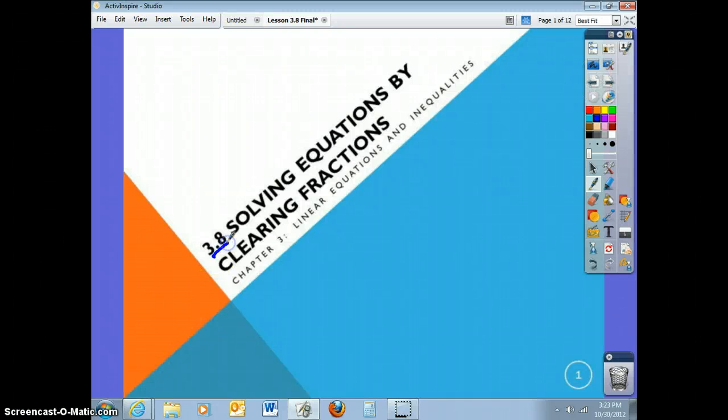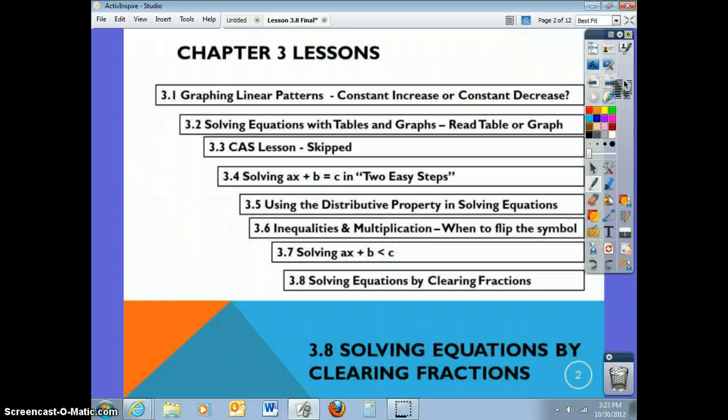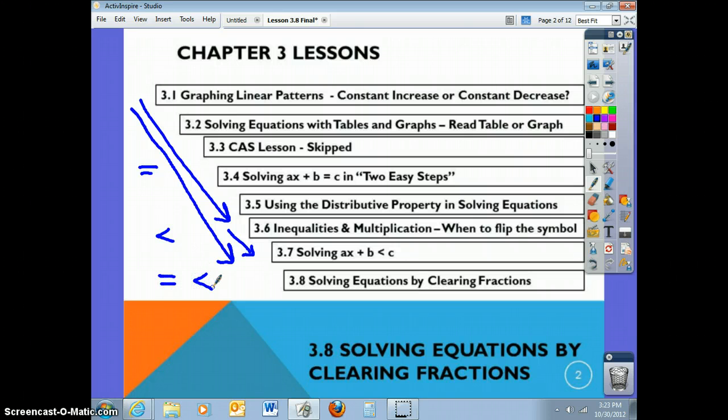Lesson 3.8, solving equations by clearing fractions. And this applies both to equations, that is equalities, as well as to inequalities. Lessons 3.1 through 3.5 were equalities. Lessons 3.6 and 3.7 were inequalities, and as we discussed before, all the properties from up here also apply to 3.6 and 3.7. There is one special property that applies to inequalities about when you have a negative a. And then last, 3.8 is both for equalities and inequalities.